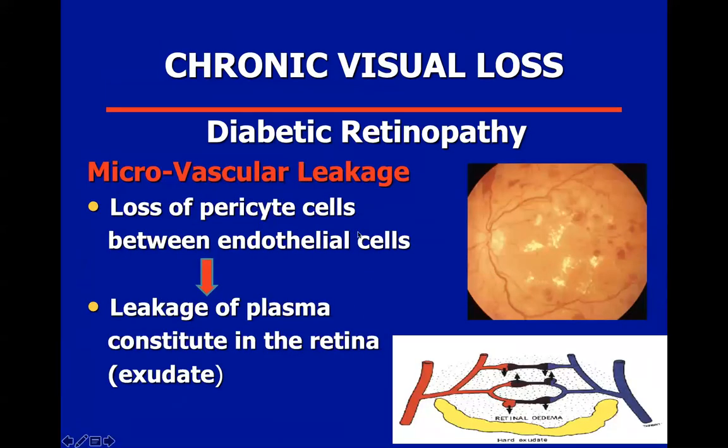Then we have what we refer to as microvascular leakage. You lose your pericytes between the endothelial cells. Then you get leakage of plasma. You see all this edema here. This leakage of plasma in the retina is what you're going to be seeing as hard exudates. This is your hard exudate. It comes simply because of leakage, and you see your hard exudates very nicely here in this retina. This is your macula. So unfortunately, they have caused macular edema, which is an important component of vision loss in diabetic retinopathy.